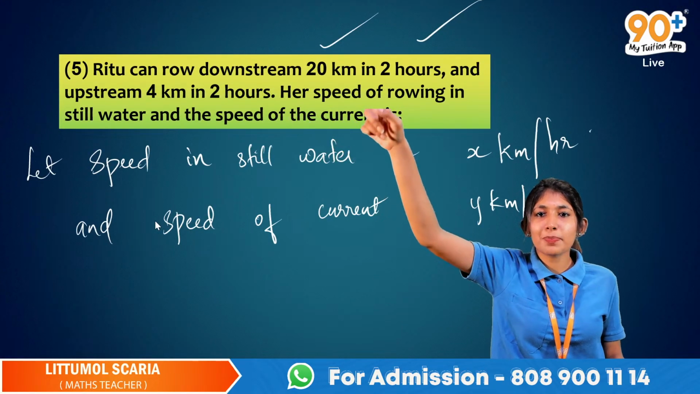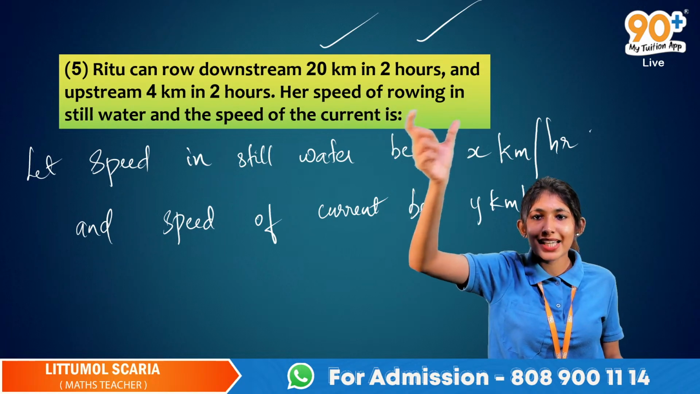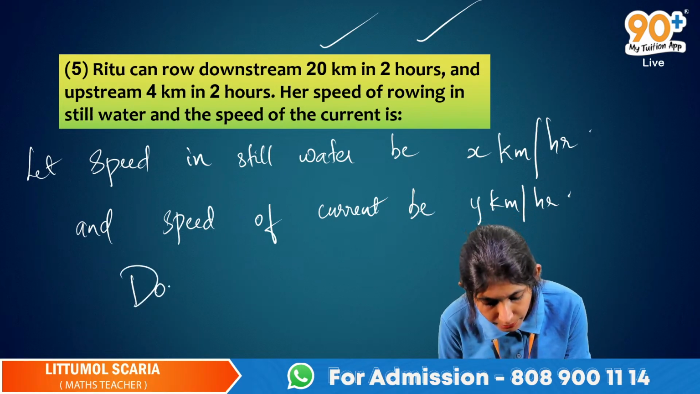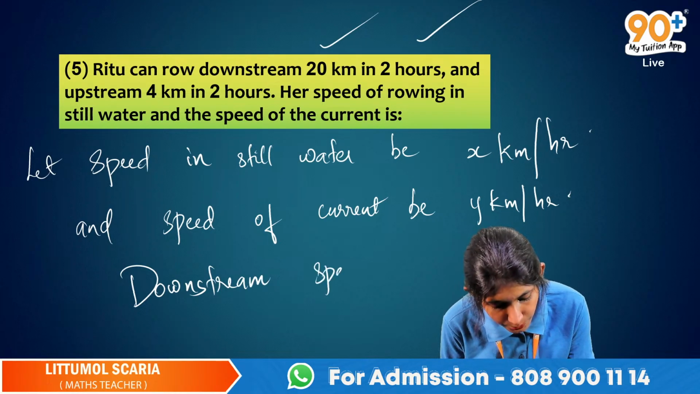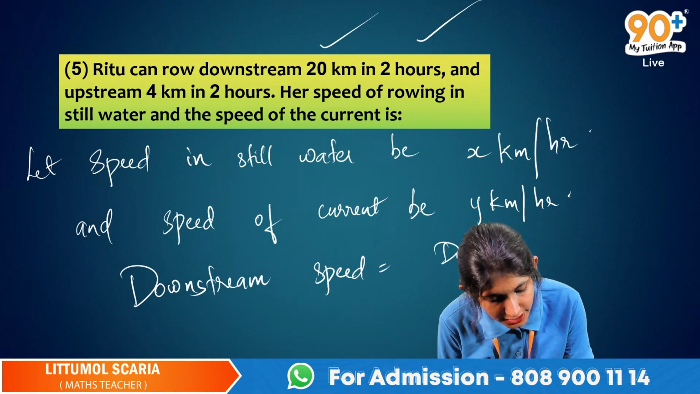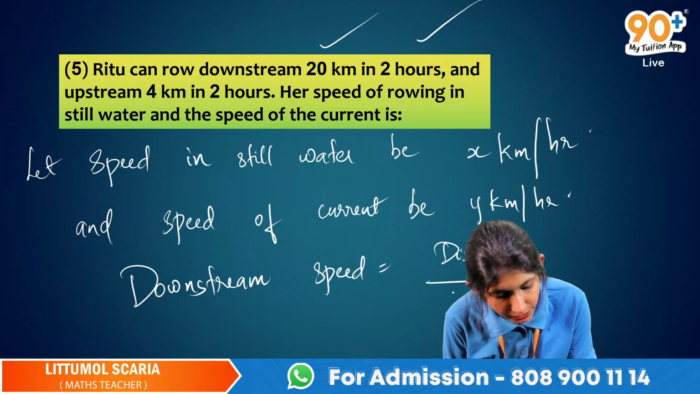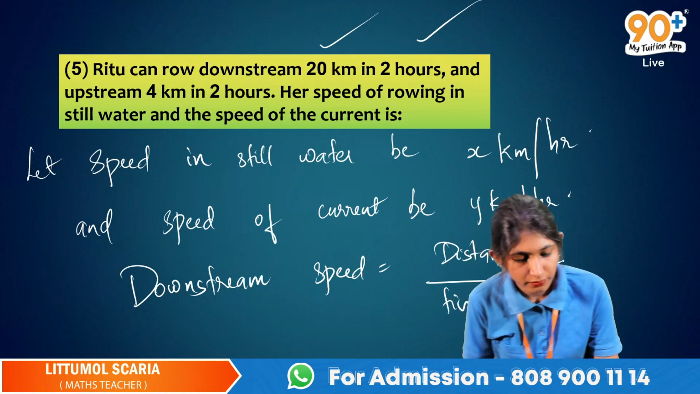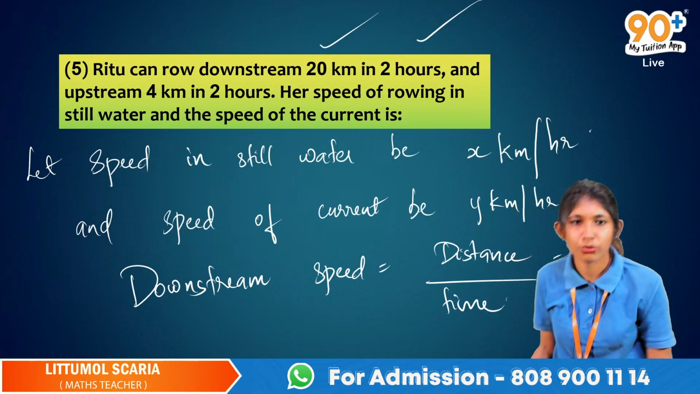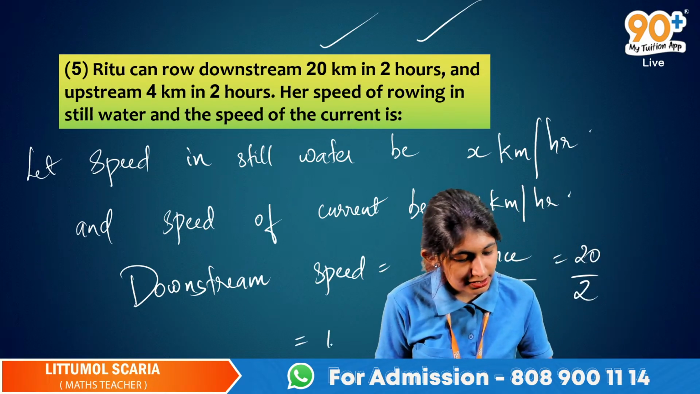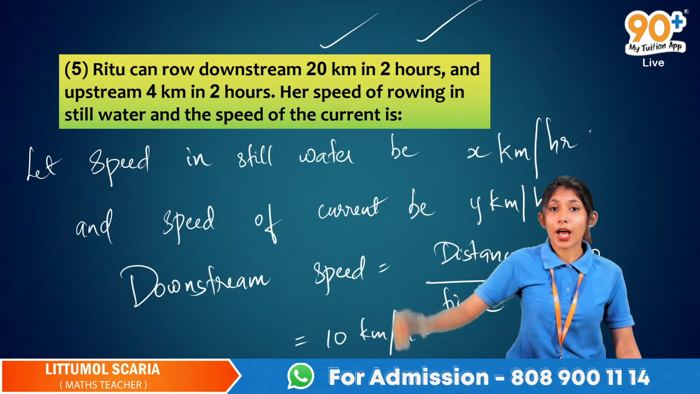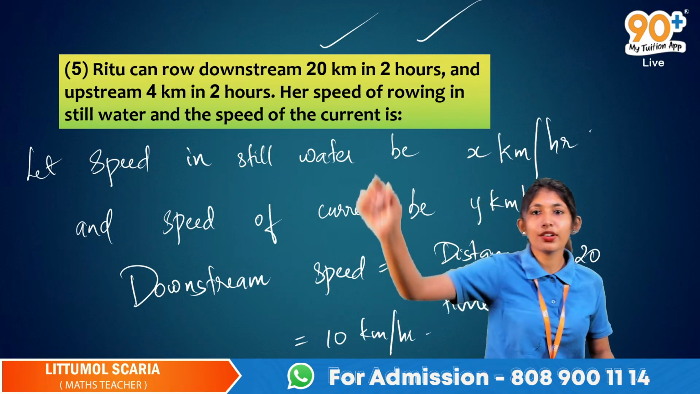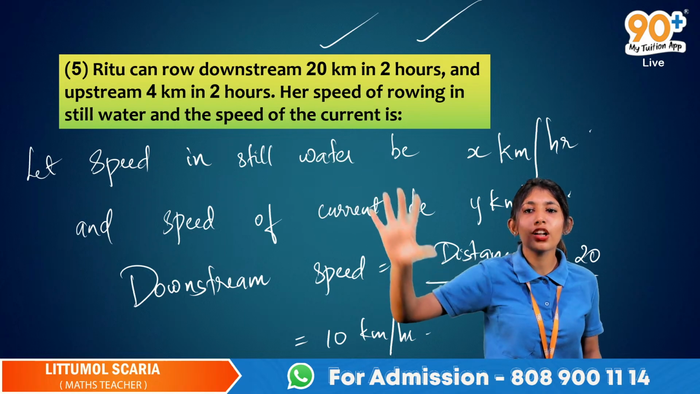The downstream speed is equal to distance by time. Speed is equal to distance by time. What is the distance? 20 by 2, that is 10 kilometers per hour. The upstream data is also given: the upstream distance is 4 kilometers in 2 hours.